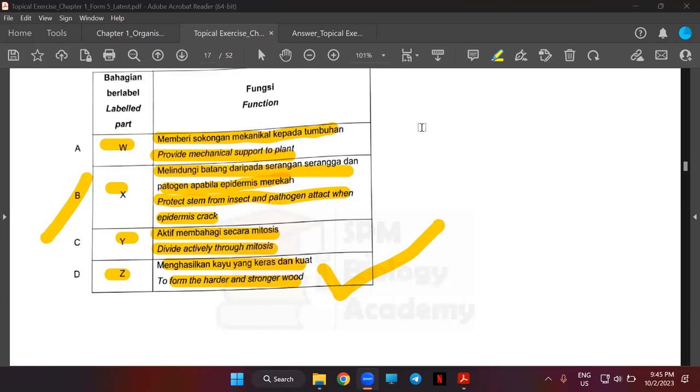Cork cambium and cork is the same? No. Cork cambium is a lateral meristem. Cork is the tissue produced by the cork cambium. Cork cell ialah produk cork cambium bila dia buat mitosis. Faham? Okay, so alright, clear.